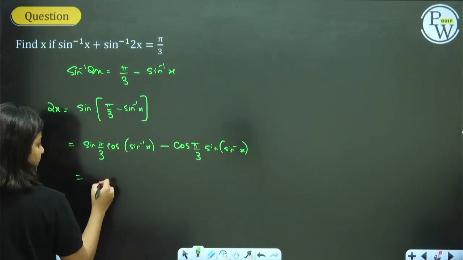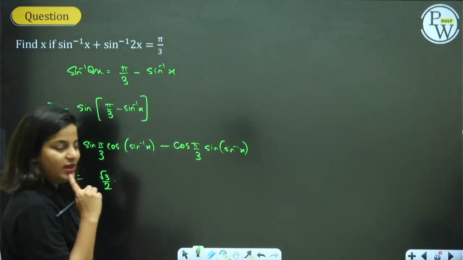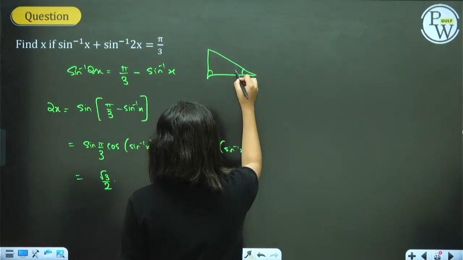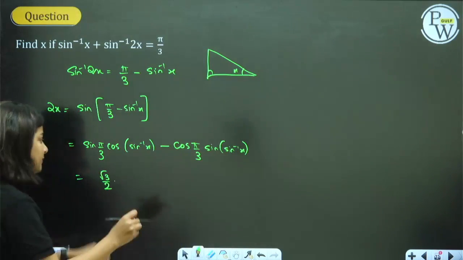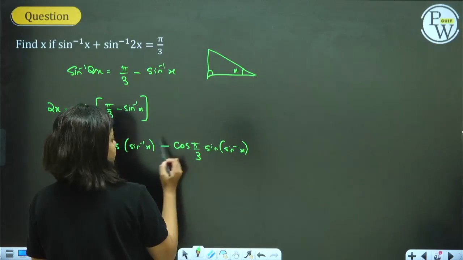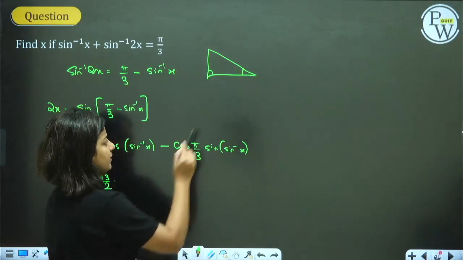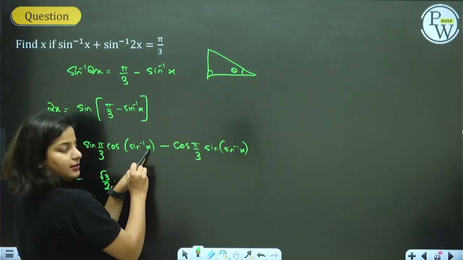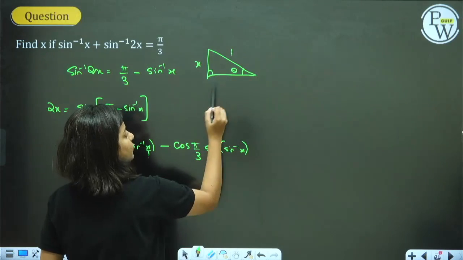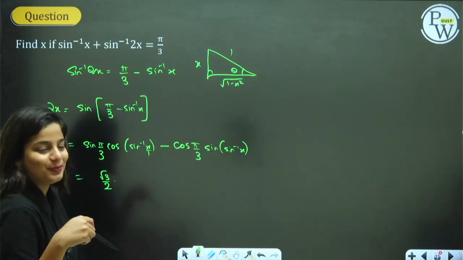Sin pi by 3 is root 3 by 2. Cos of sin inverse x, once again triangle. Whenever things don't match, we have only one rescue, our triangle. There's a cos and sin clash. So okay, sine says x upon 1, opposite is x, hypotenuse is 1. So what will be adjacent? Root of 1 minus x square. We know it's also a Pythagorean triplet.